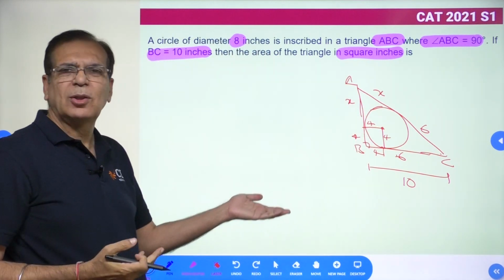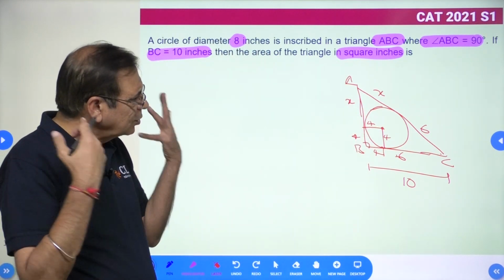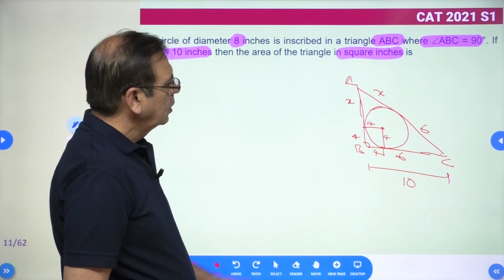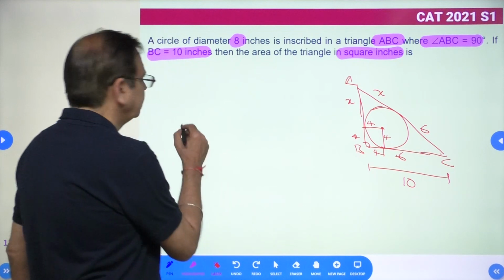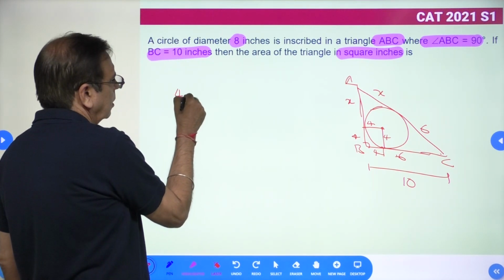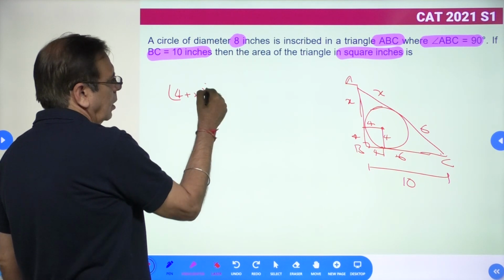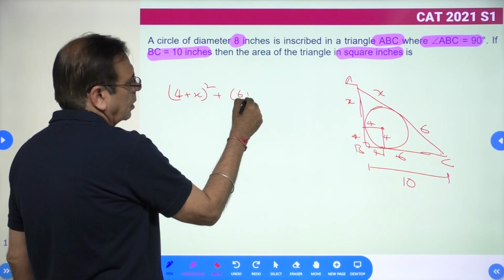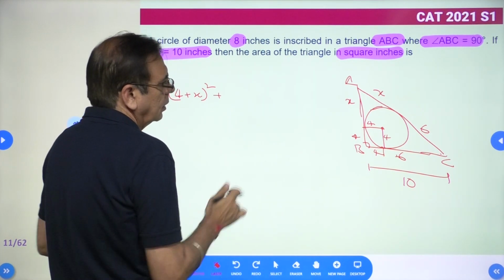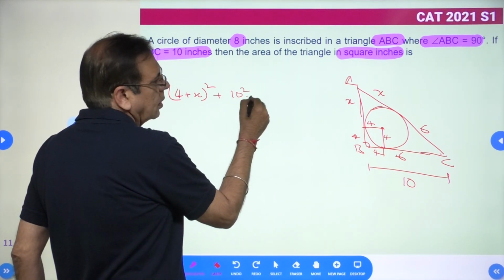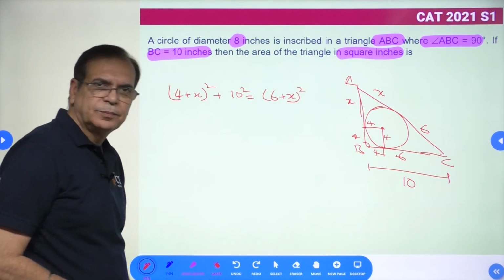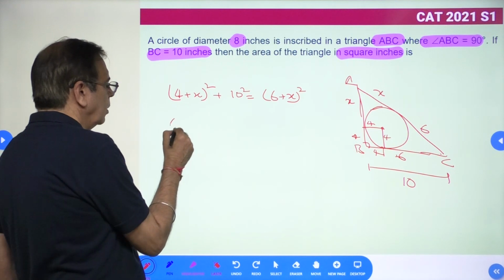What do we do next? Apply the Pythagorean theorem, what else? Just use the Pythagorean theorem. So what can we say? 10 square plus (4 plus x) whole square should be equal to (6 plus x) whole square.